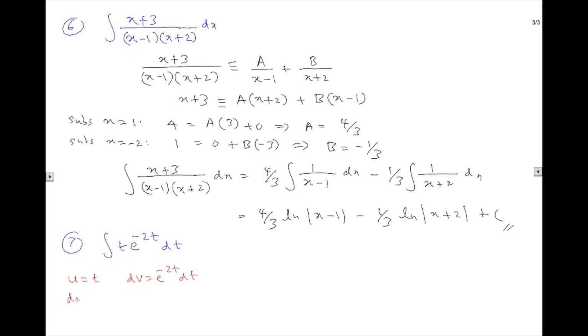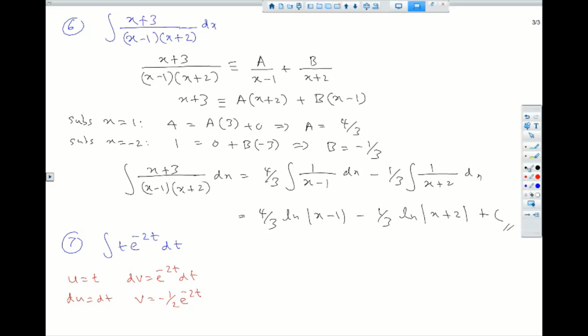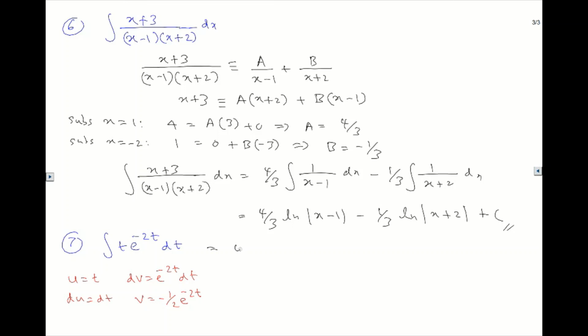Take the derivative, so du equals dt, and take the integral, so v is negative 1/2 e to the negative 2t according to the formula. So now we can finish the rest of the integral. You can see this is uv minus the integral of v du. So that means uv, the product of the two, which is negative 1/2 t e to the negative 2t, minus the integral of v du, that means negative 1/2 e to the negative 2t dt.